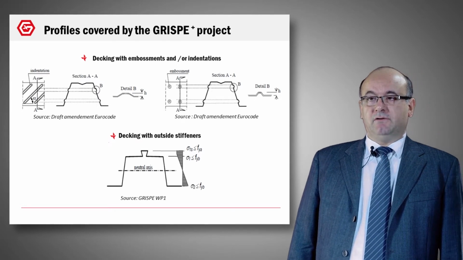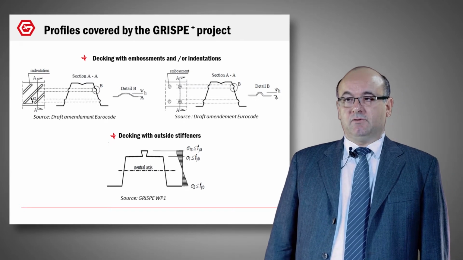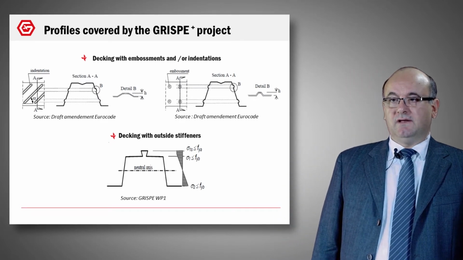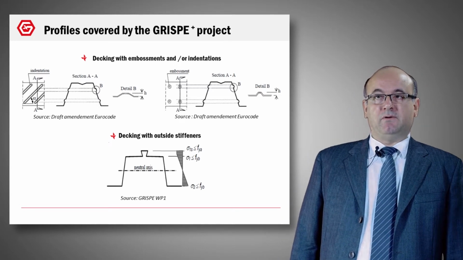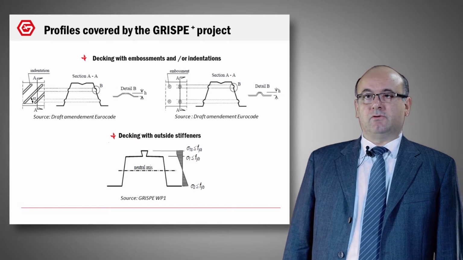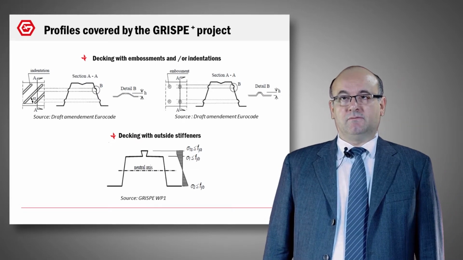The same thing was done for the decking with outside stiffener. And here you can see a diagram of stress that explains which stress must be taken into account. So the first part of GRISP, how to calculate, how to take into account the embossment and indentations.